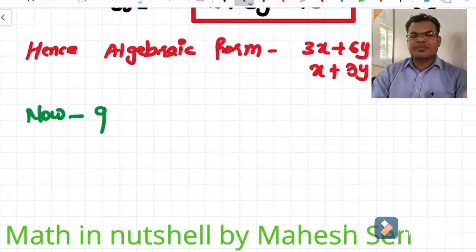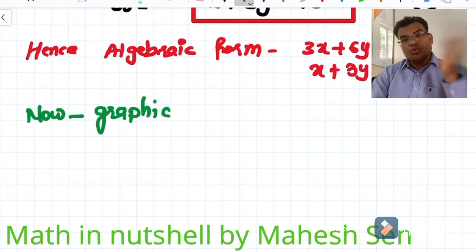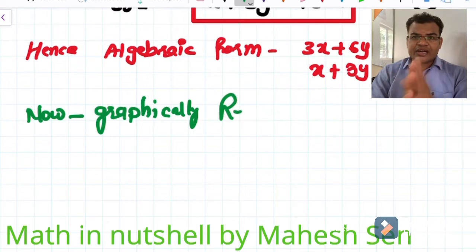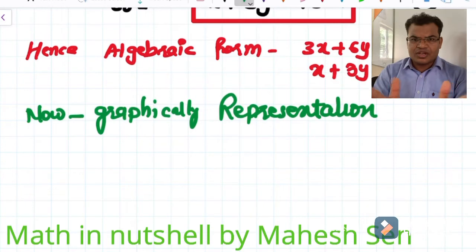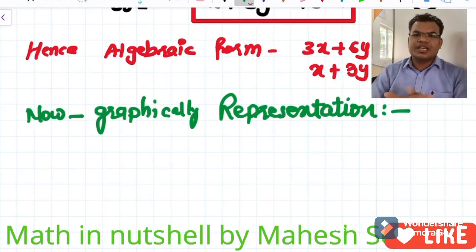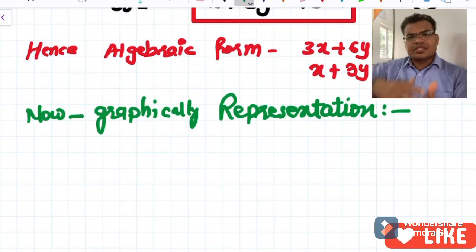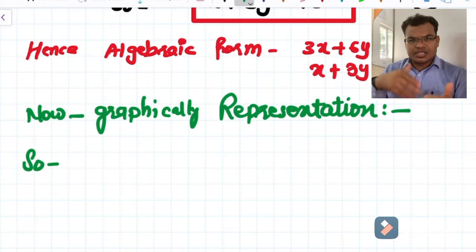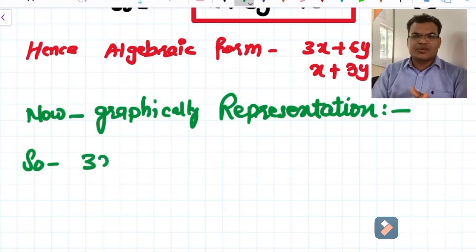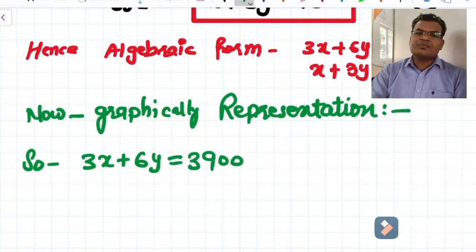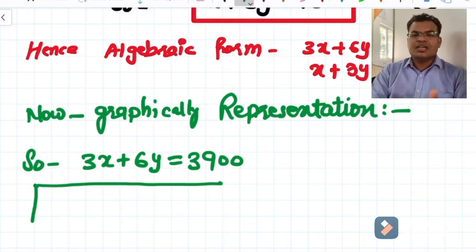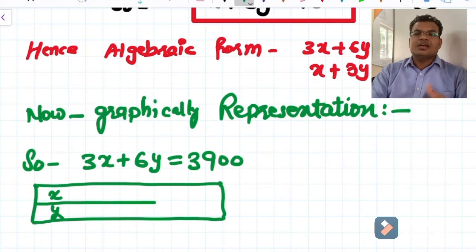The second part is that we have to represent this algebraic representation graphically. I will make it clear, guys: graphical representation means drawing the graph, not a graphical solution. We'll go for that in the next question of exercise 3.2, where we solve the given system of equations, or simultaneous equations, by the graphical method. So that is another way. So, 3x plus 6y equal to 3900. We'll make the table for this, find the solutions, and then we'll draw the graph.